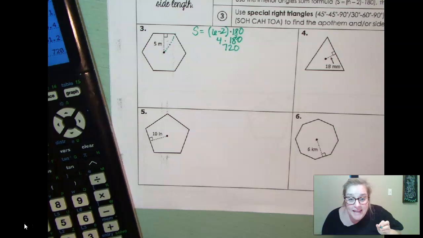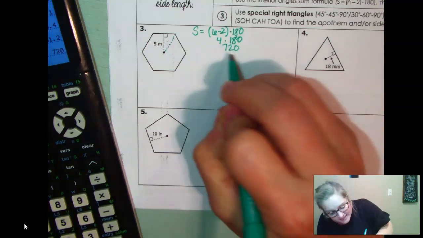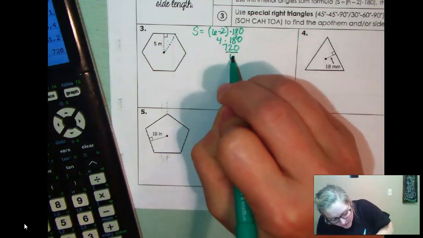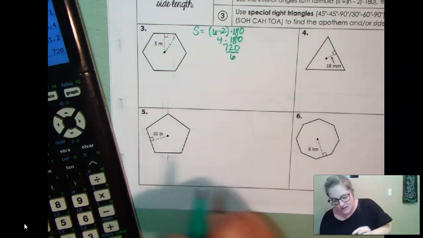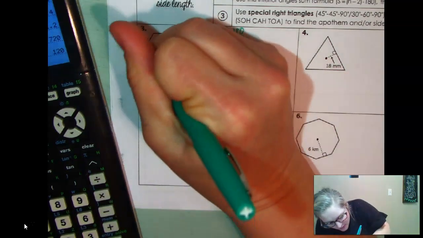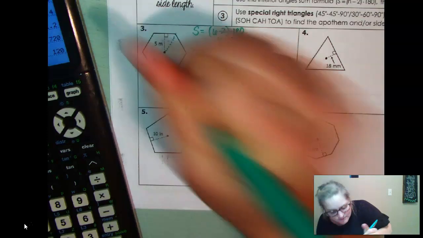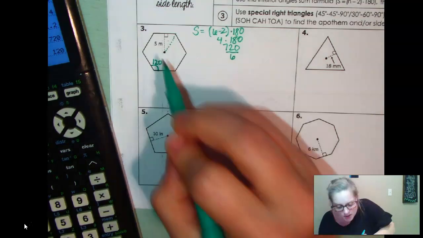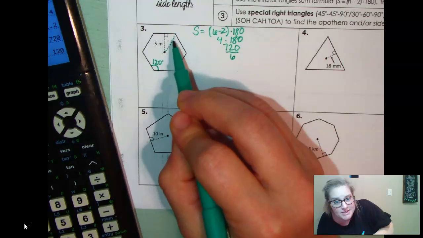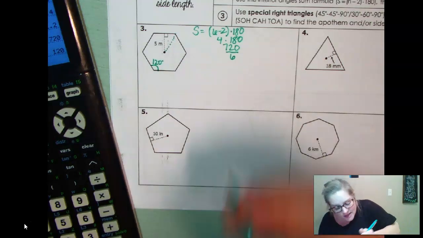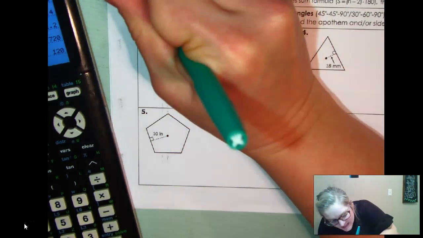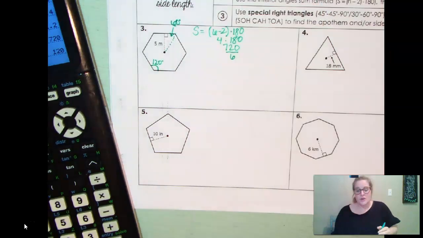Now to find each angle, I'm going to divide that by the sides. Well, there are 6. So that means every angle is going to be 120. So each of those angles are going to be 120 degrees. Well, this one has been divided in half. So that means this one is actually 60 degrees. So we have a 30, 60, 90 triangle.